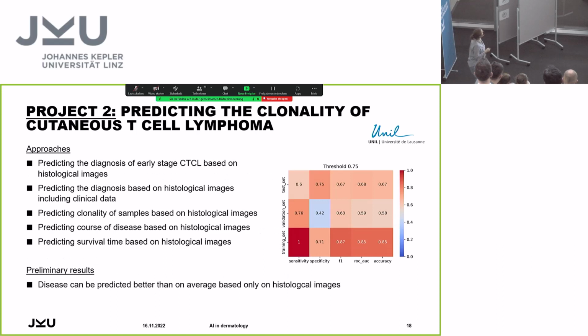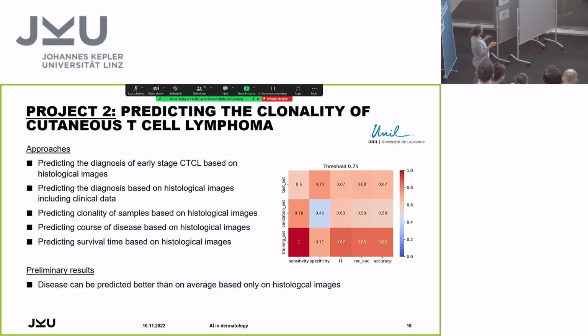So on the one hand, we want to predict the diagnosis of the CTCL patients or whole slide images. Then we want to predict the diagnosis based on histological images and also clinical data. So we combine different data types for the prediction. But we also want to predict the clonality of samples, that means whether a T cell is clonal in a specific lesion or not. And also the course of disease and the survival, only based on histological images.